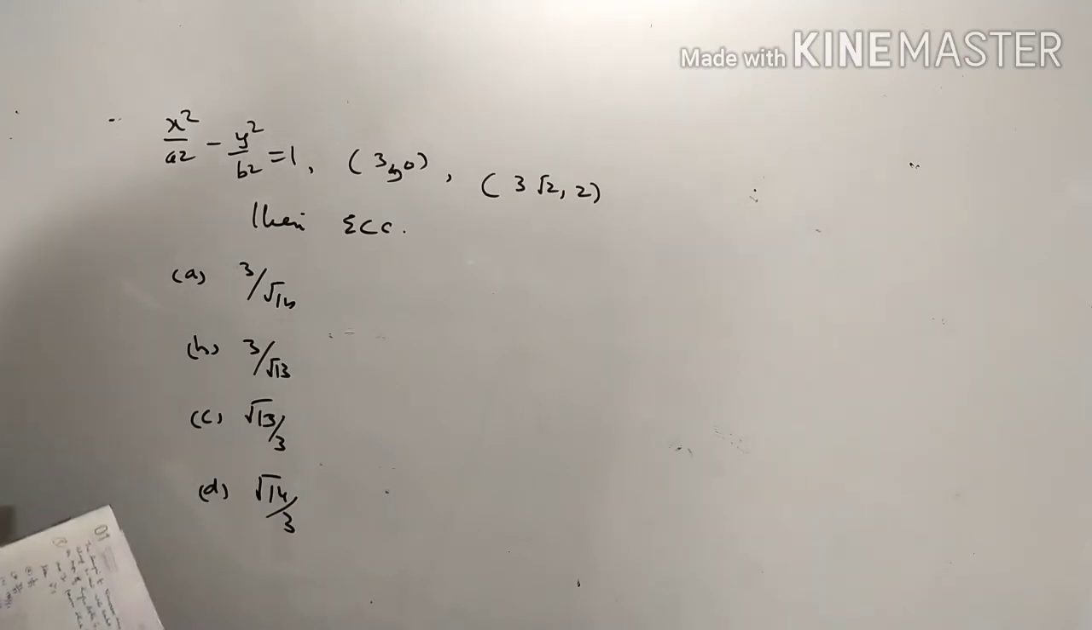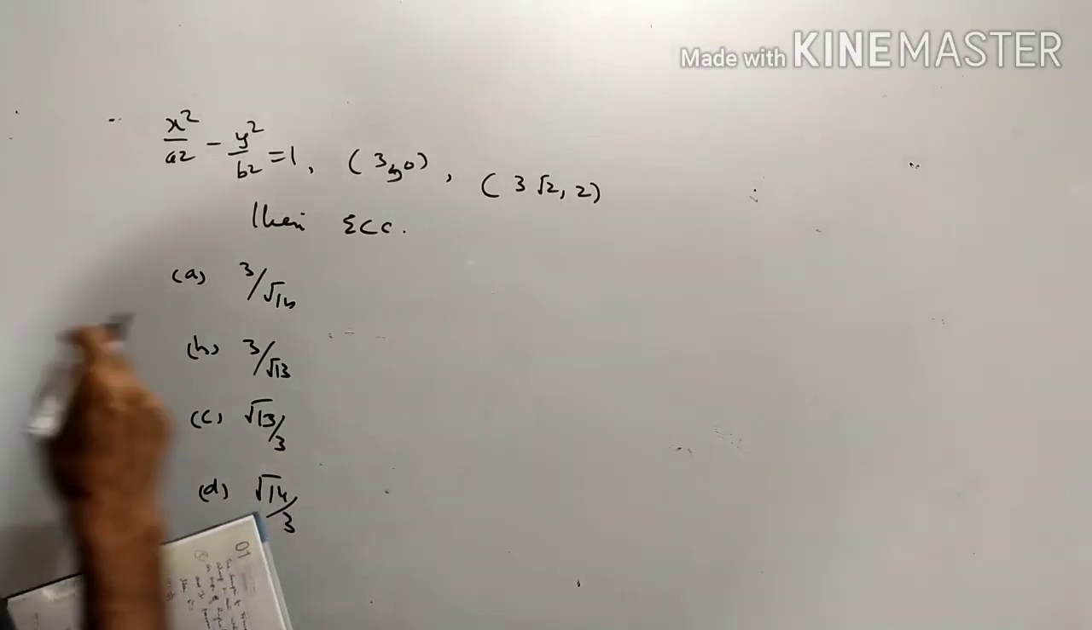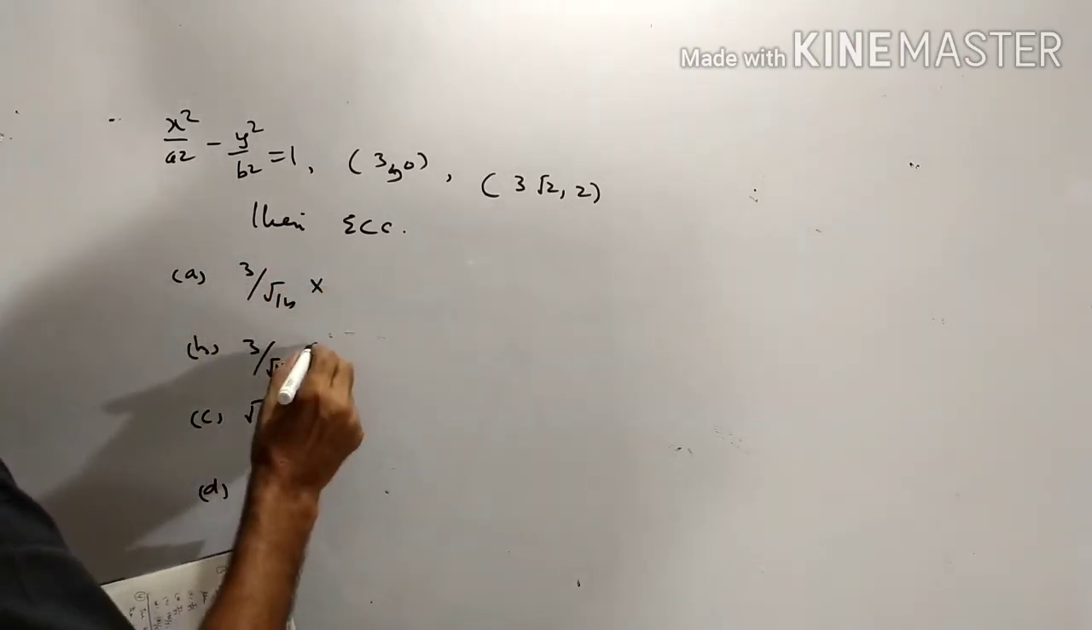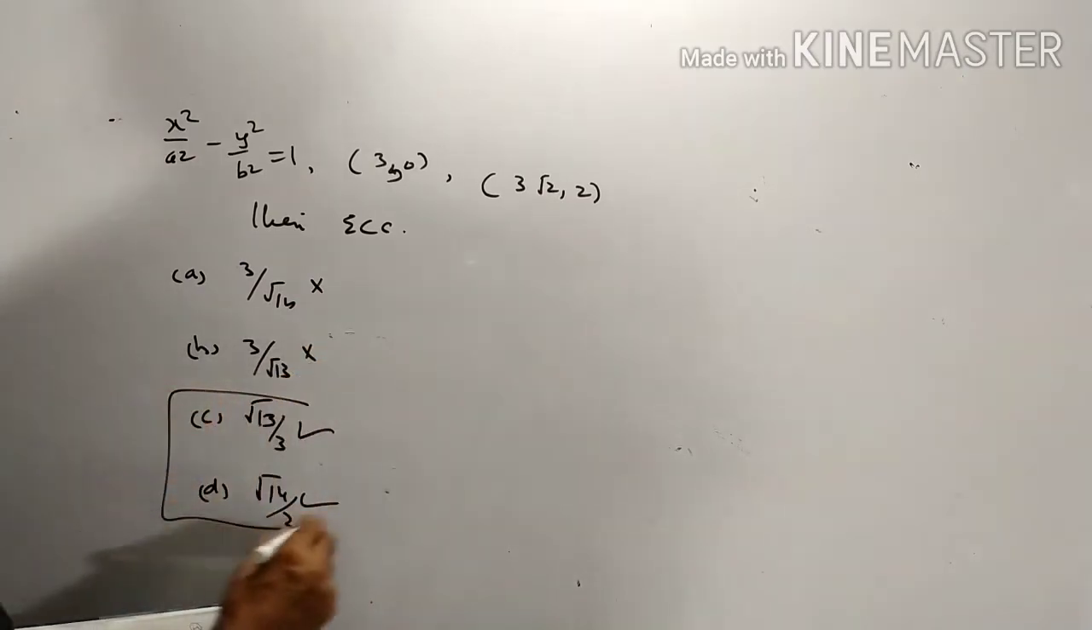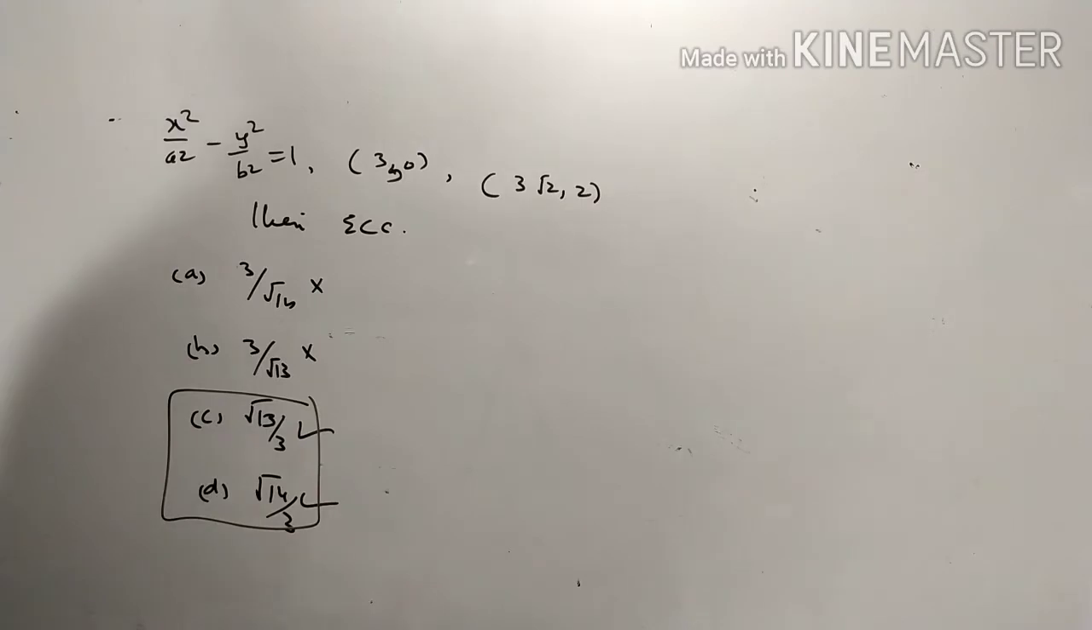The eccentricity should be more than 1. It is not more than 1, it is not more than 1. So either this or this. Either of these choices. If you have to take a guess, then guess from these.